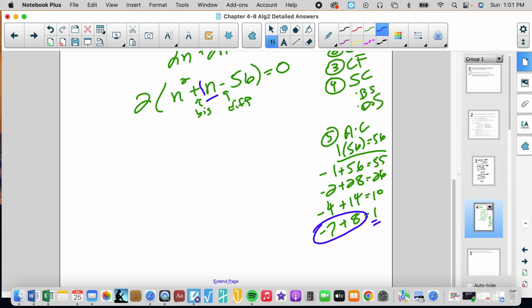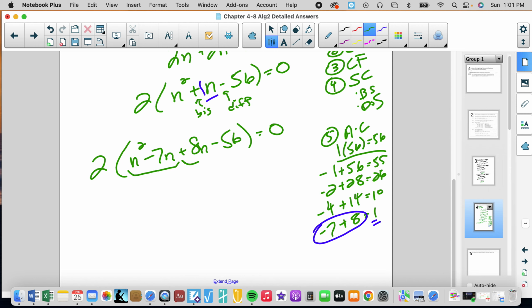So we have 2 times n squared minus 7n plus 8n minus 56 equals 0. Let's factor by grouping. We have 2. Let's use a bracket. We're going to factor out an n, you get n minus 7. We're going to factor out an 8, you get n minus 7 equals 0.